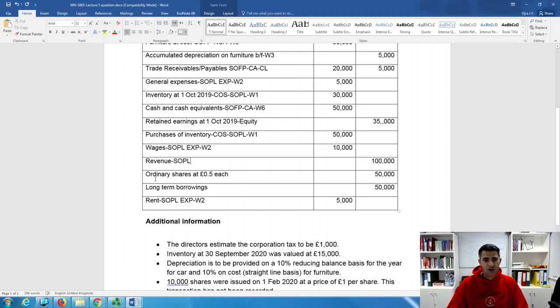Share capital. Ordinary share means share capital, and when there is something beside it, 50 pence, 0.5 each, what does that mean, 50 pence? 50 pence is called the nominal value of the share. So each share cost the business 50 pence. So this is nominal value.